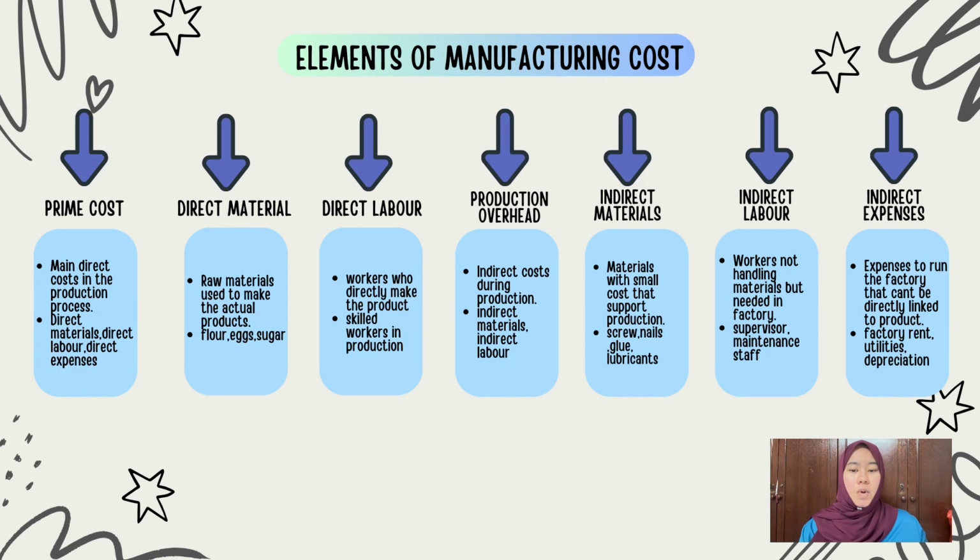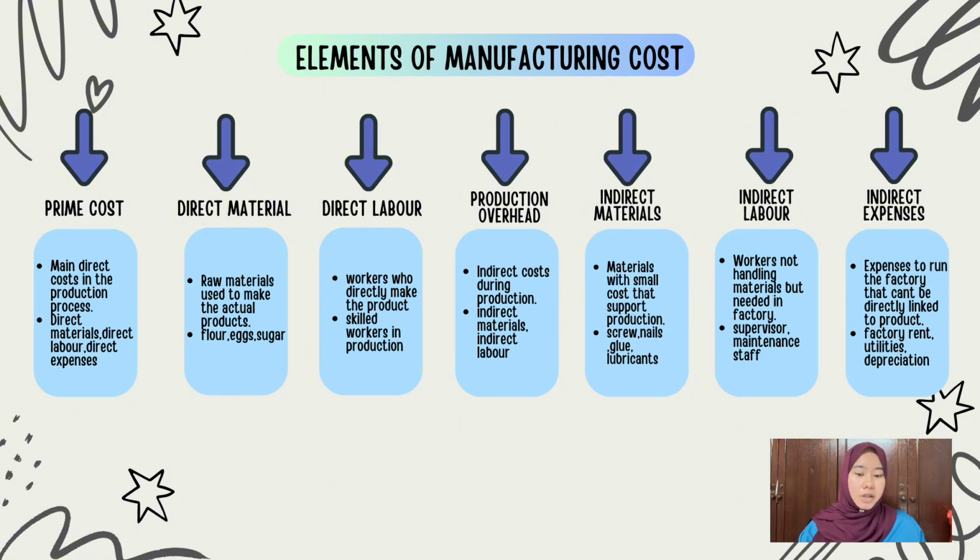Next, what are the elements of manufacturing cost? We have 7 elements, and the first one is the prime cost. What is prime cost? Prime cost is the main direct cost in the production process, for example direct materials, direct labor, and also direct expenses.